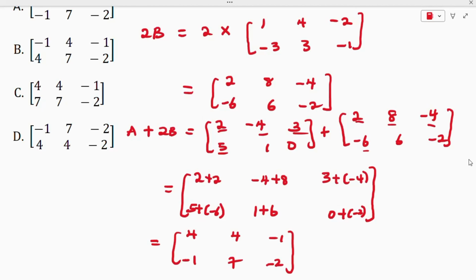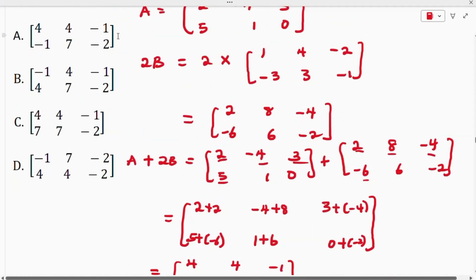So let's simply check out the options right here. So we have 4, 4, negative 1. No, we don't have it to be. So let's simply look at the first option right here. For the first option, we have 4, 4, negative 1, negative 1, 7, and negative 2. So we have that A to be the correct option. So let's take a look at the next question.